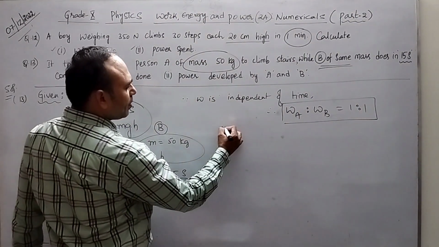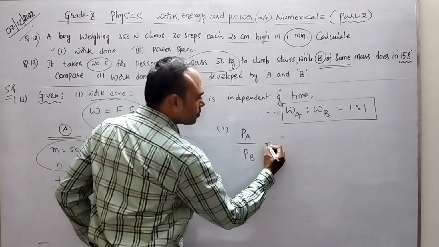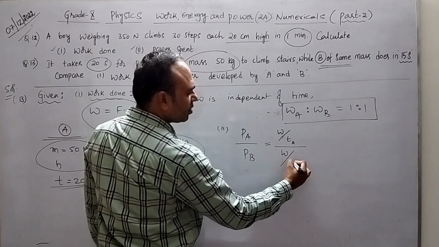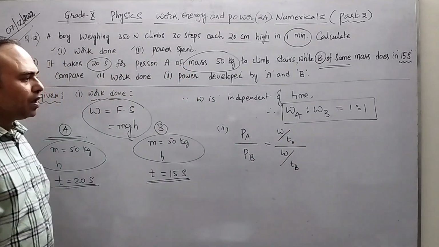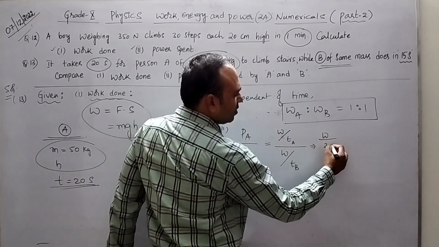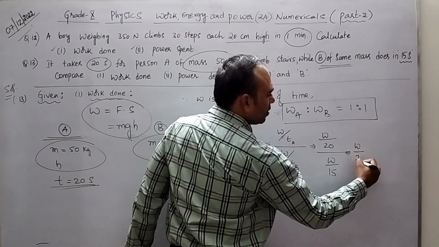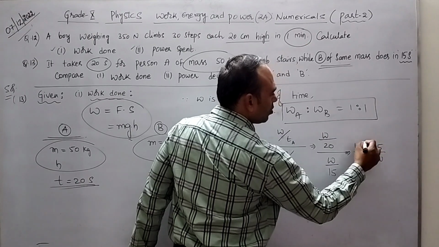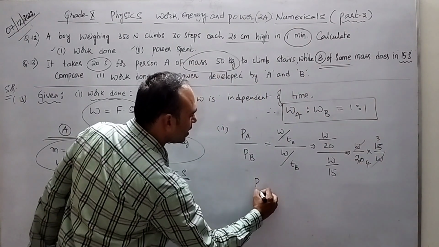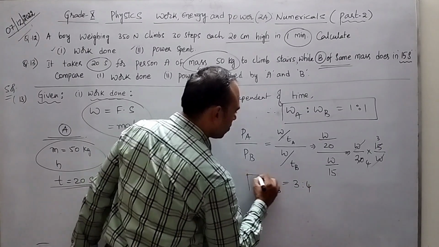Power. If you are taking power, you know that P_A by P_B, if you write work by time, that is work by T_A, and here also work by time taken is B. Let us substitute and write: work remains the same, but A completes in 20 seconds and B completes that in 15 seconds. Now it becomes 15 by 20, you can cancel and it will be 3:4. Therefore we can write like this: the comparison between the power spent is 3:4.